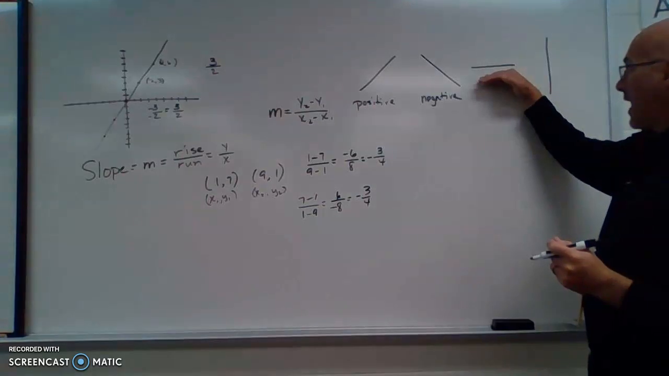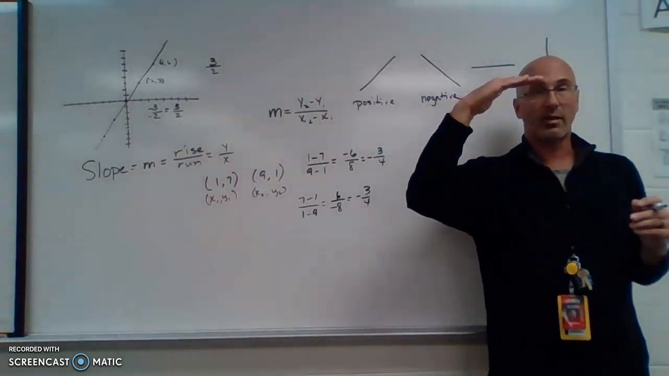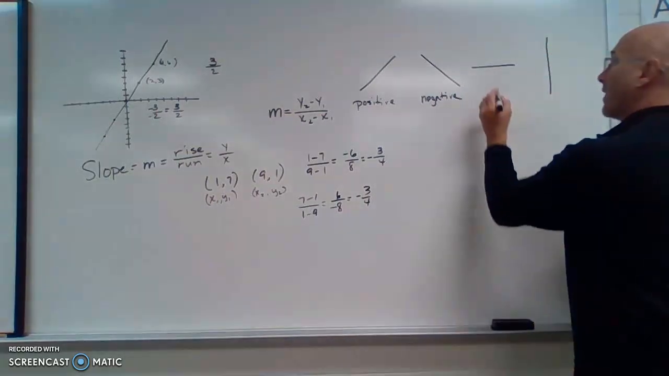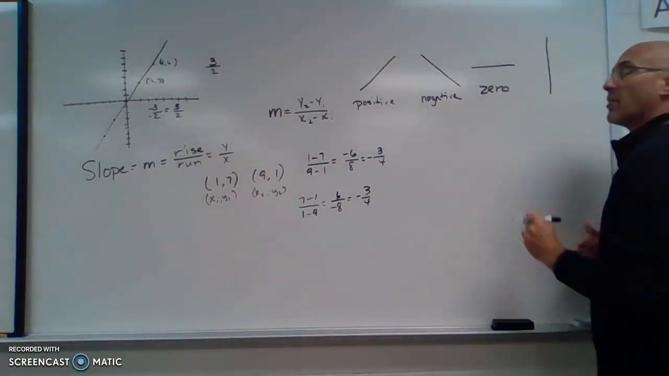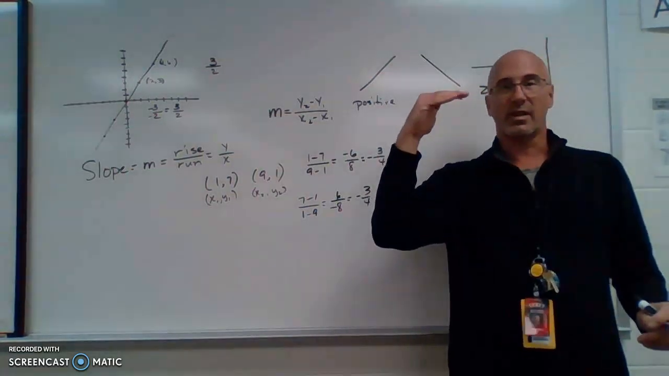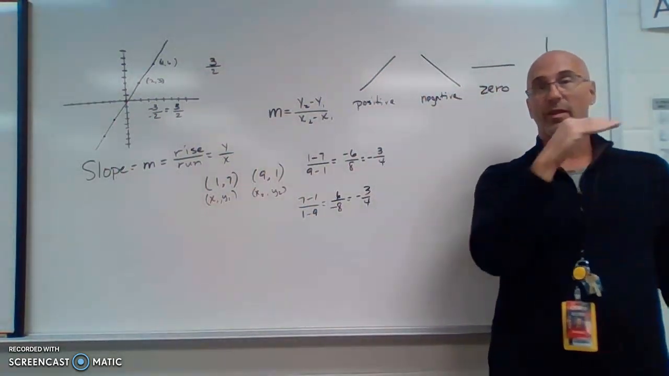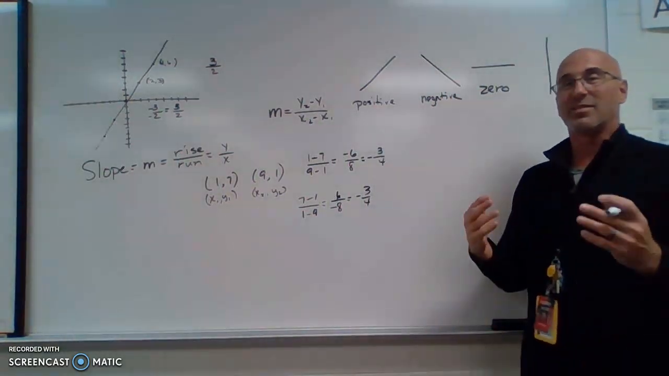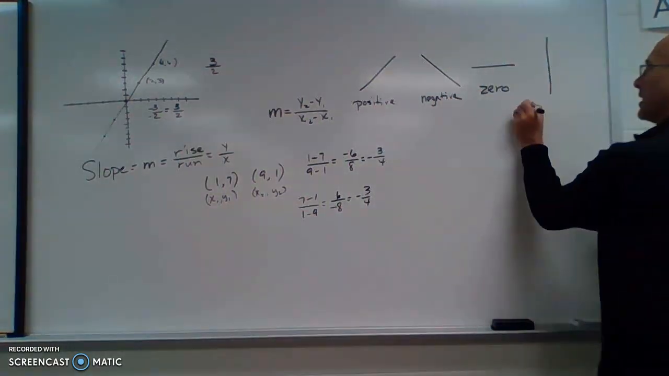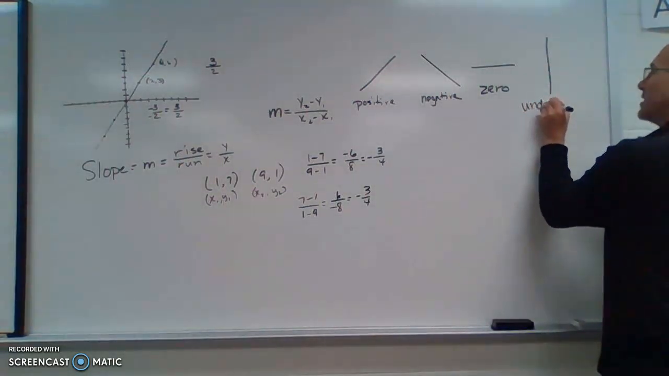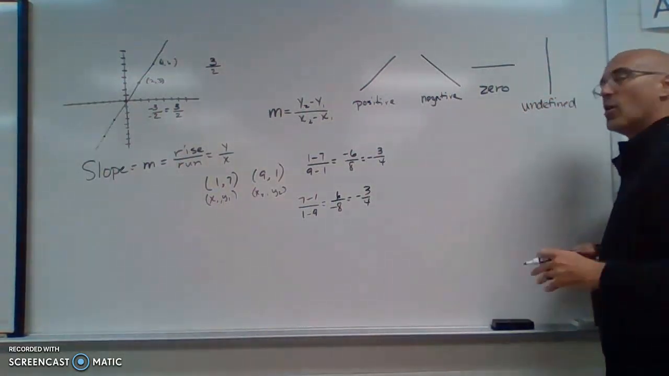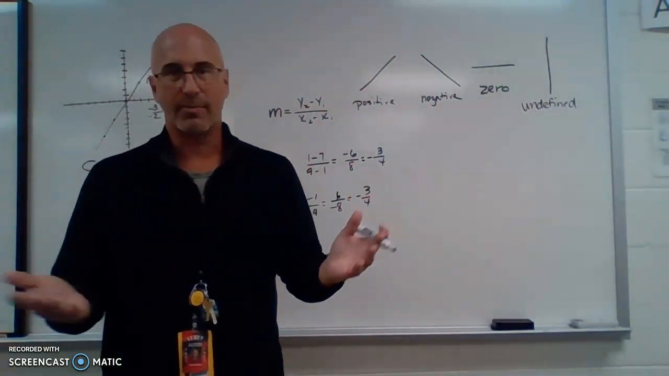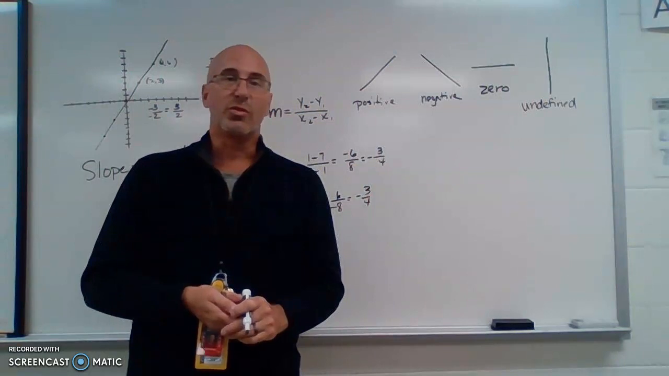If you have one that has a horizontal line where it doesn't go up or down, we call that zero slope. Okay? That kind of makes sense. It doesn't go up or down, it's zero. And then finally, there is the vertical line. This is the weirdest one. This one is undefined. We will learn why that is called undefined at a later date. So that is your introduction to the slope of a line.